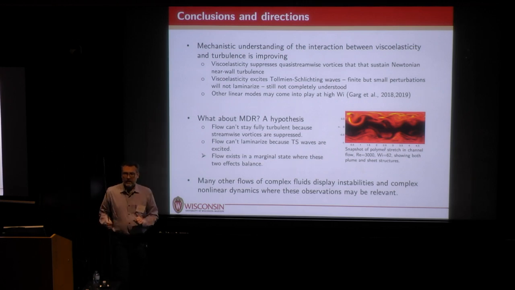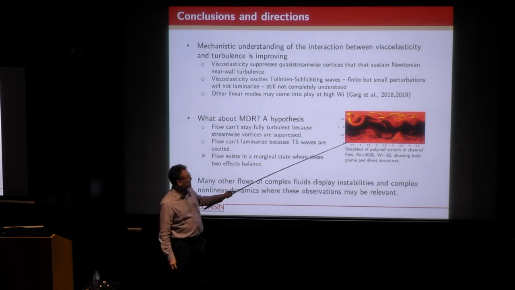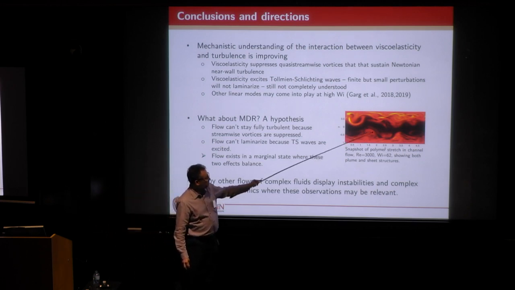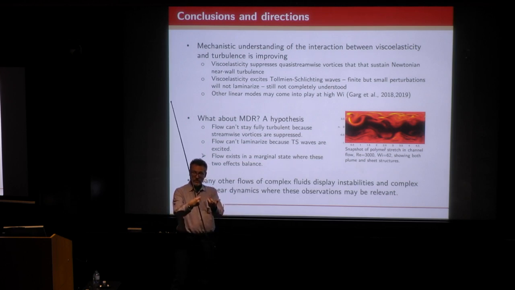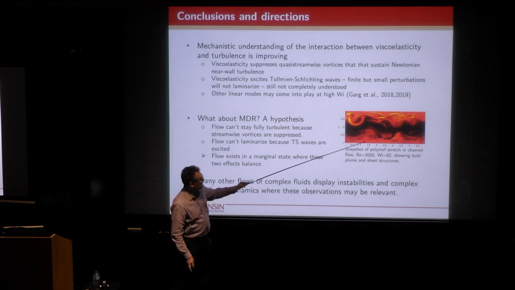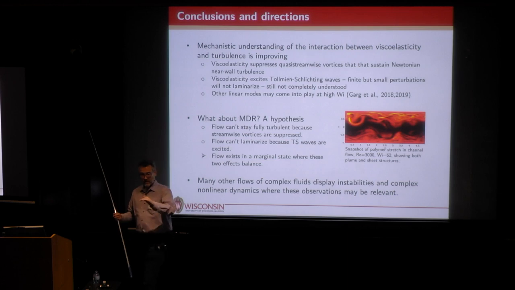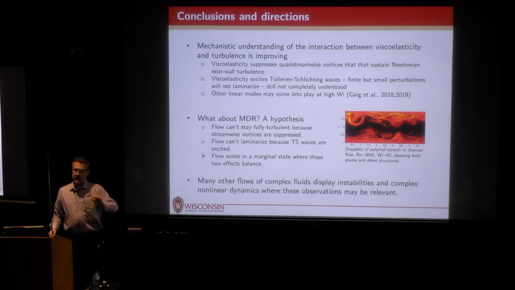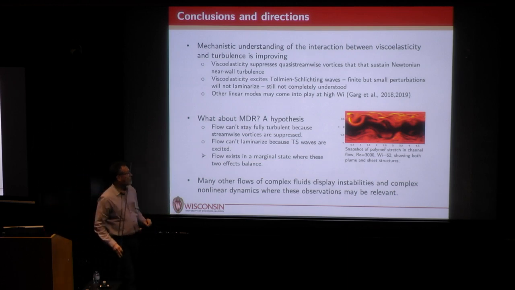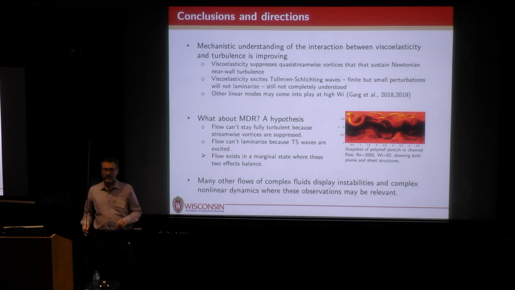And we can think about maximum drag reduction in terms of these 2 effects competing with one another. And this is just a snapshot from a simulation, at a little higher Weissenberg number, where we see both. There are plume-like dynamics, which are characteristic of streamwise vortices. There are these thin sheets that are characteristic of the elasto-inertial turbulence. And MDR may be some competition between those.